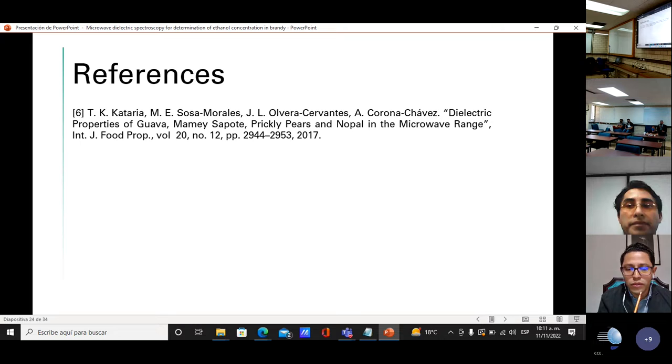Well, I have a question. In comparison with the mass spectrometry that you mentioned, this method is cheaper, but is it more difficult? Is the processing of data complex? What is your point of view?